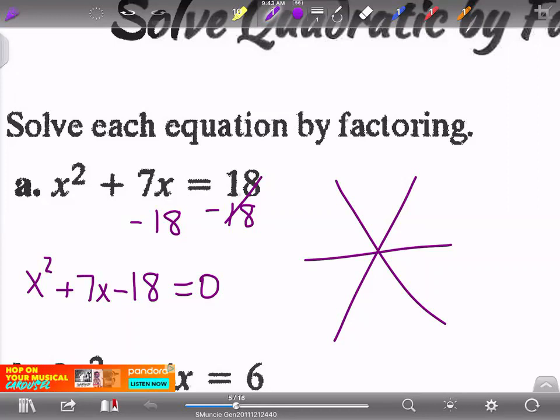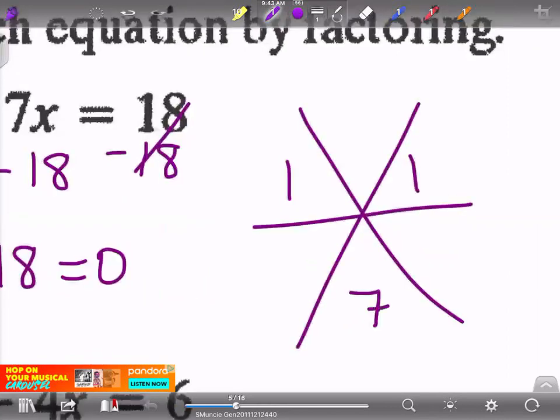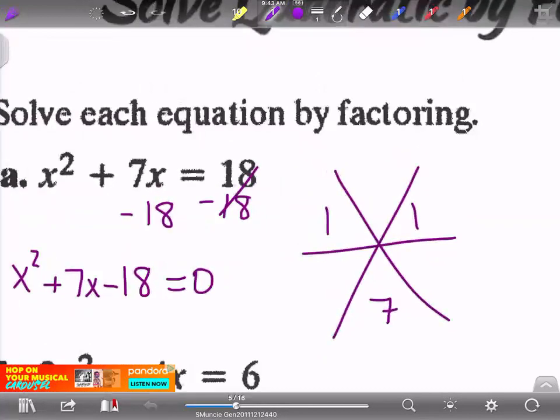All right, so when you fill out your asterisk, you're going to have 1 in the top left and top right, because a is 1. b is going to go to the bottom middle, so bottom middle is going to be 7. And then in the top middle, we're going to take a times c, which is 1 times negative 18, which holds a value of negative 18. So I'm on a mission now to find two numbers that multiply to give us negative 18 and add to give us positive 7.